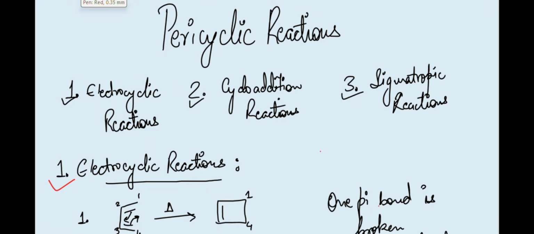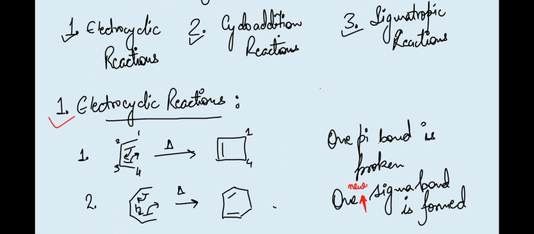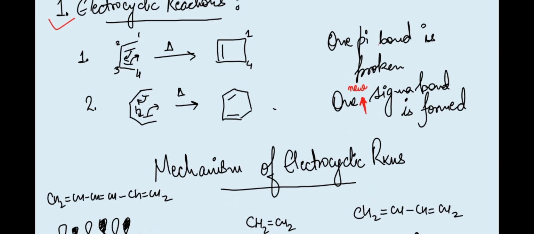Today we'll discuss pericyclic reactions, and these reactions are categorized into three different categories. First is electrocyclic reactions, second is cycloaddition, the third one is sigmatropic reactions. So we'll start with electrocyclic reactions first.